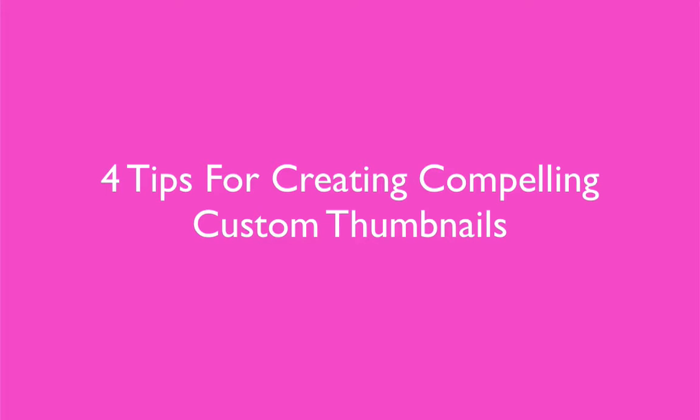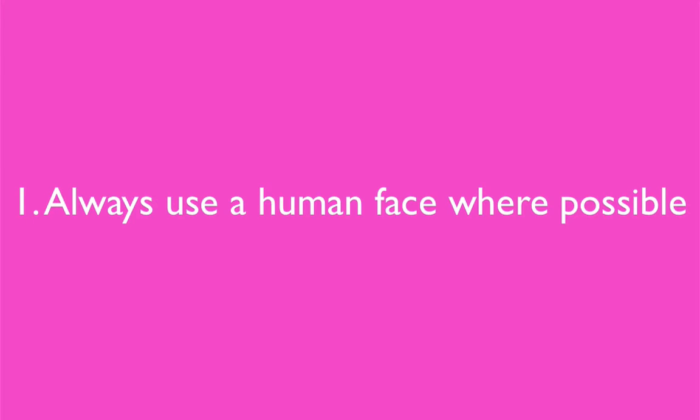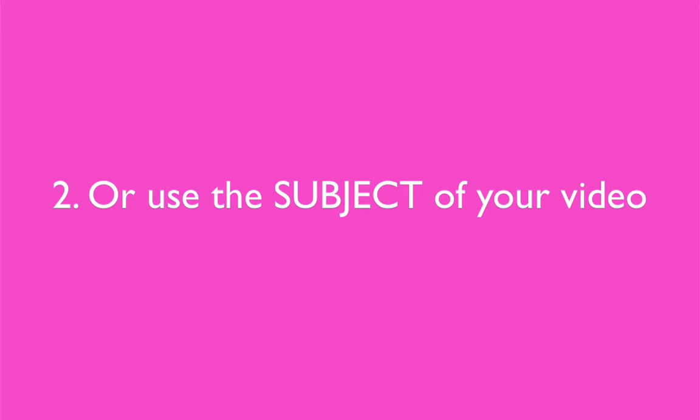Okay, so before I launch into the how-to, I just want to go through 4 really quick tips for designing a really compelling custom thumbnail. In my experience, always use a human face whenever possible, because people like to talk to people. And if you can't use a human face in the thumbnail, whatever the subject of your video is should be there instead. So for example, if you are doing a video on how to cook pasta, then the photo should be of the dish that you're actually creating.